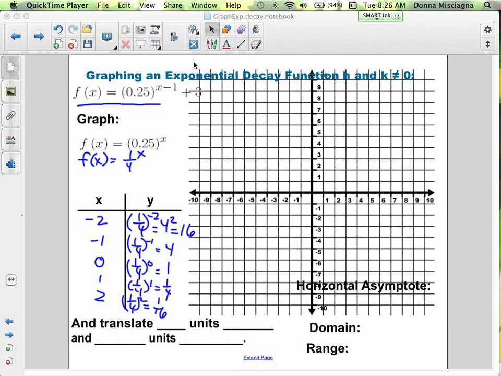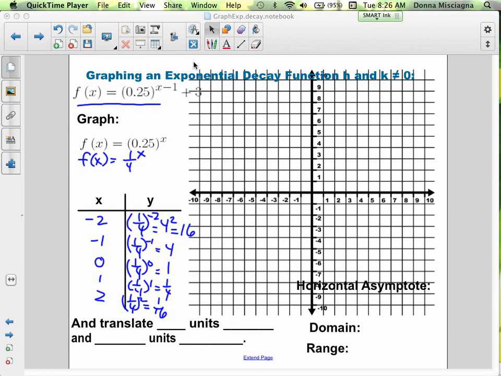So here we have f of x equals 0.25 to the x minus 1 plus 3. All right, so we need to rewrite this so we have a fraction base. It's a lot easier to deal with, so 0.25 is 1/4.